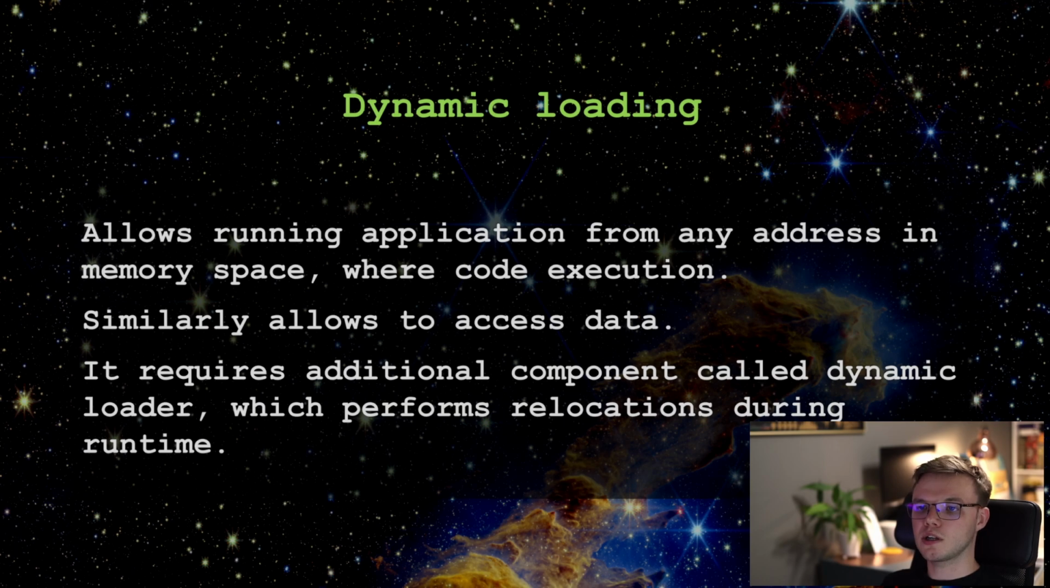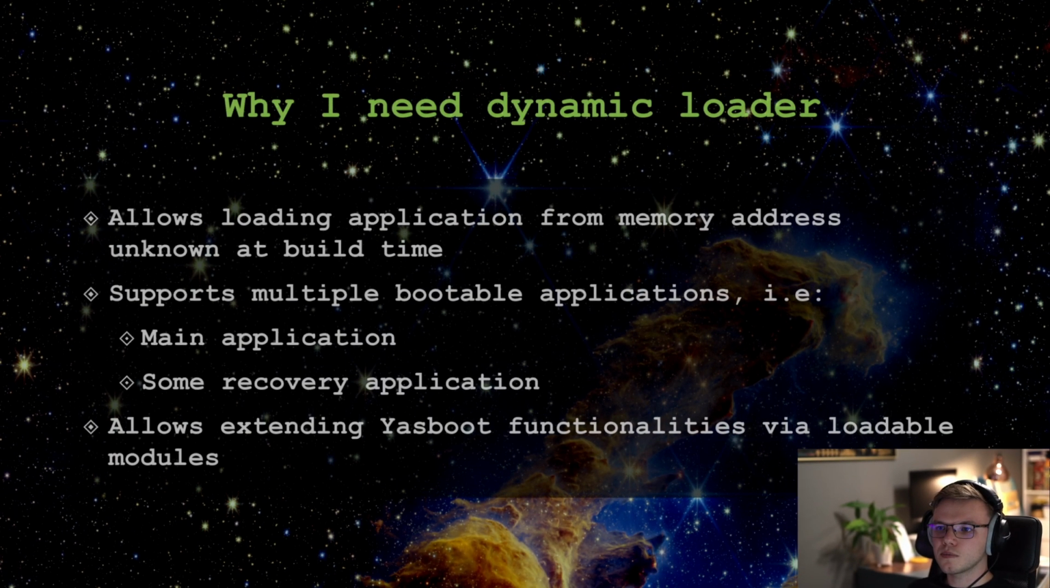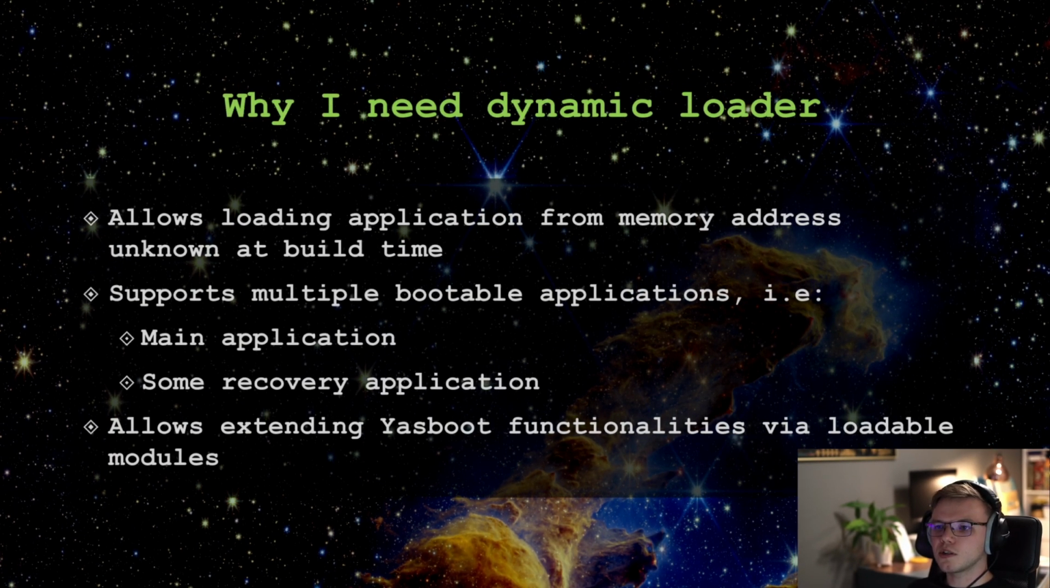From definition, dynamic loading allows to run an application from any address in memory space. Normally, when building an executable for a microcontroller, all addresses are known at build time, which leads to a situation that the executable must be placed at an exact memory address inside memory space. But within Yasld and also inside an operating system, I want to put many applications that I can select to run.